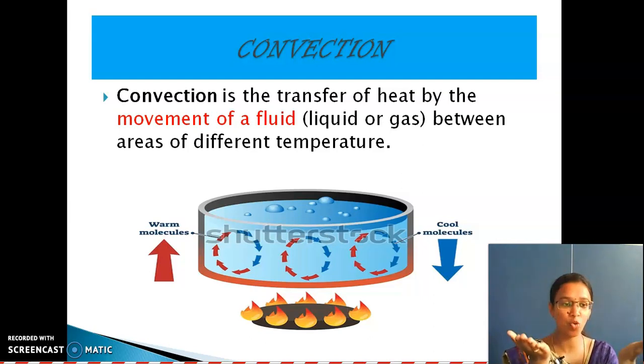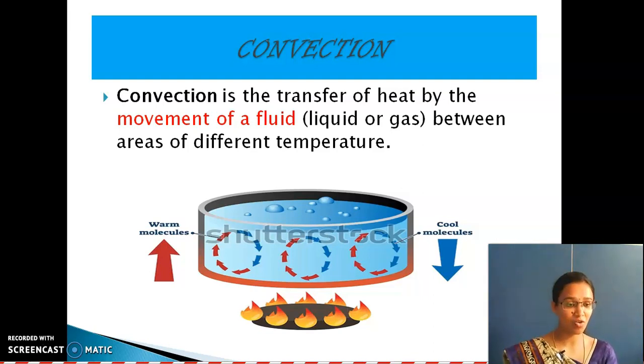Yes or no? If you are keeping two objects on a physical balance, what happens? The heavier one comes down, the lighter one goes up, as in the slide. So that is the same thing. The water molecules in the bottom get heated first, so the density reduces, but the water in the top is cool compared to the bottom ones, so its density is high. Due to this density difference, the cooler water comes down and the hotter water goes up.